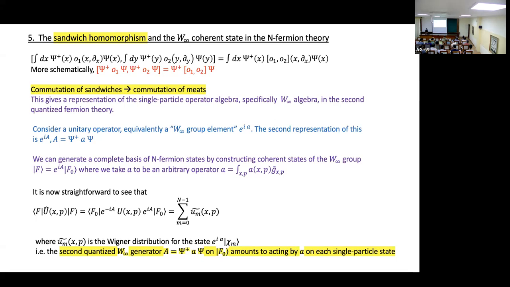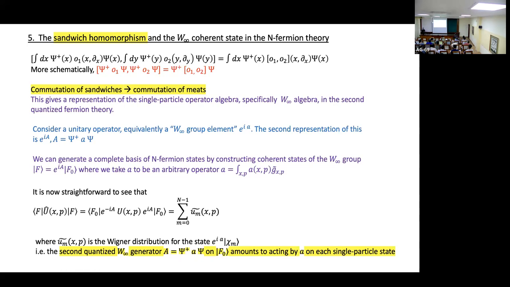Okay. Now let me go to other states. How to form other non-trivial states of the fermion theory, and not just the ground state. I have to use this W infinity coherent state construction in the second quantized theory. So I start with the result for the sandwich homomorphism, which is the following. If you have the integral psi dagger O1 psi, and commute that with psi dagger O2 psi, then it is psi dagger of the commutator of O1 and O2, psi.